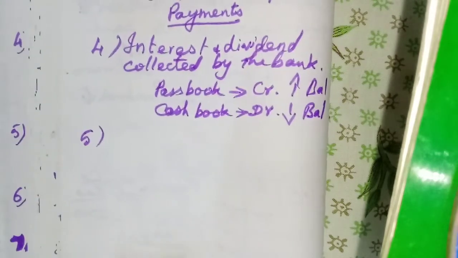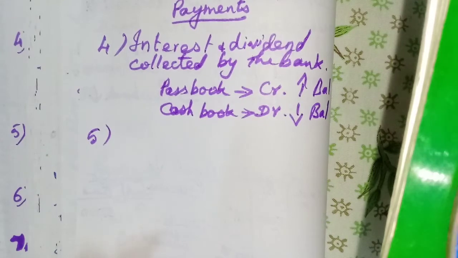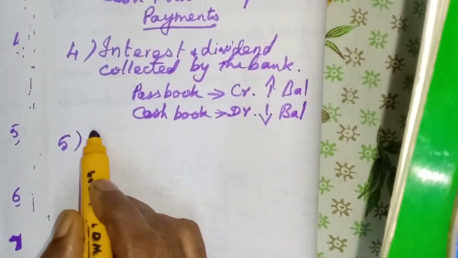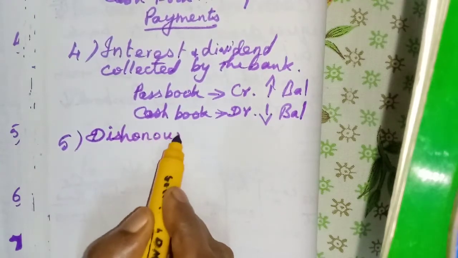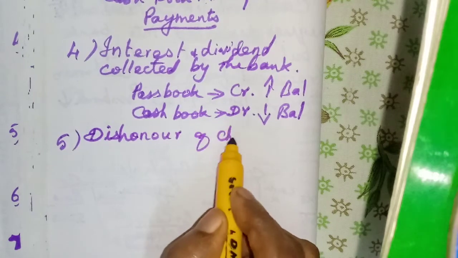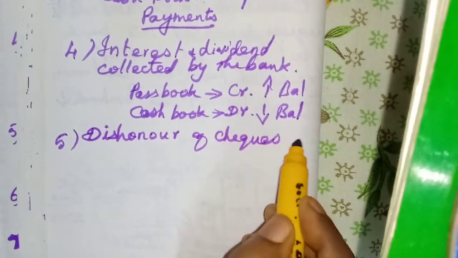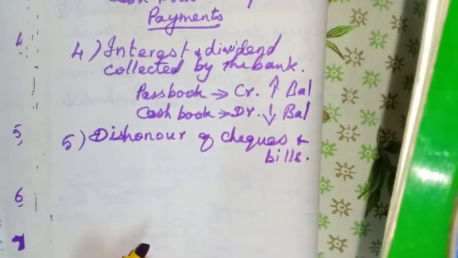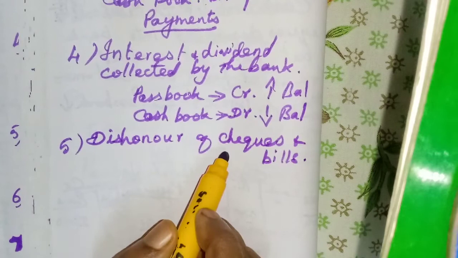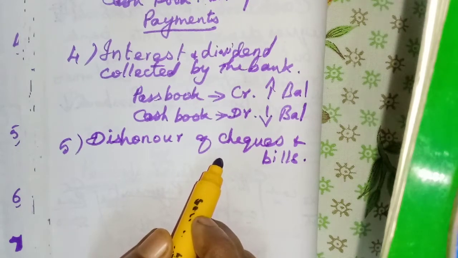Okay, then the next one, dishonor of checks. First you should know what dishonor is. Checks and bills, you know, isn't it? Checks, you know, that a check is issued, a check is deposited.